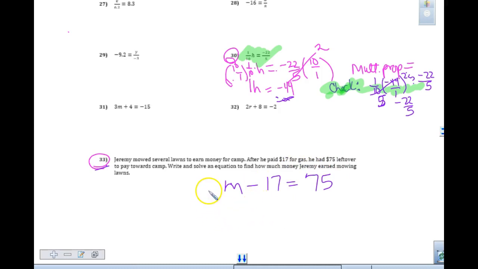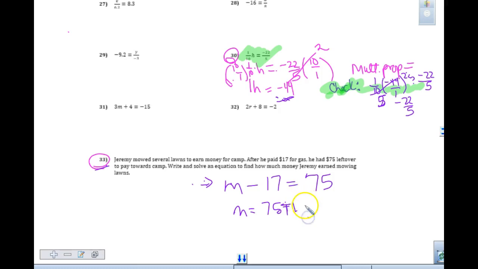Did anyone have a different equation besides this one? What did you have, Owen? 75 plus 17 equals M. M equals 75 minus 17. I would take that equation. Plus, excuse me, I would take that equation.